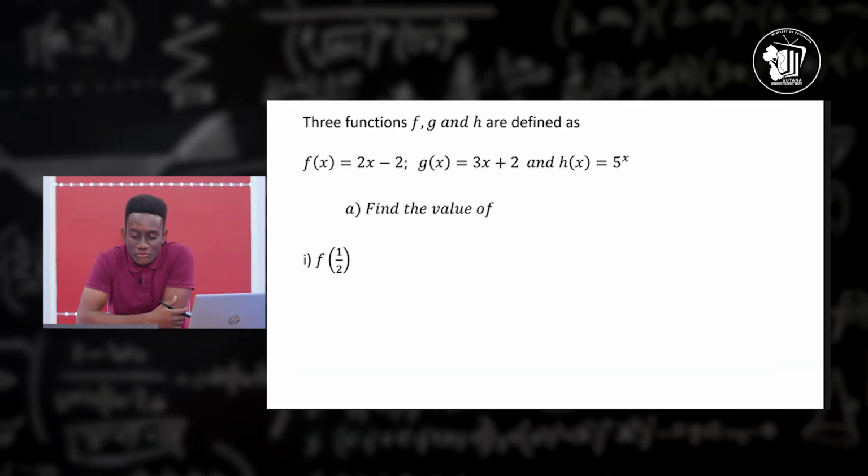So the question says, three functions f, g, and h are defined as, and we have f of x is equal to 2x minus 2, g of x is equal to 3x plus 2, and h of x is equal to 5 raised to the x power. And they want us to find the value of f of a half.